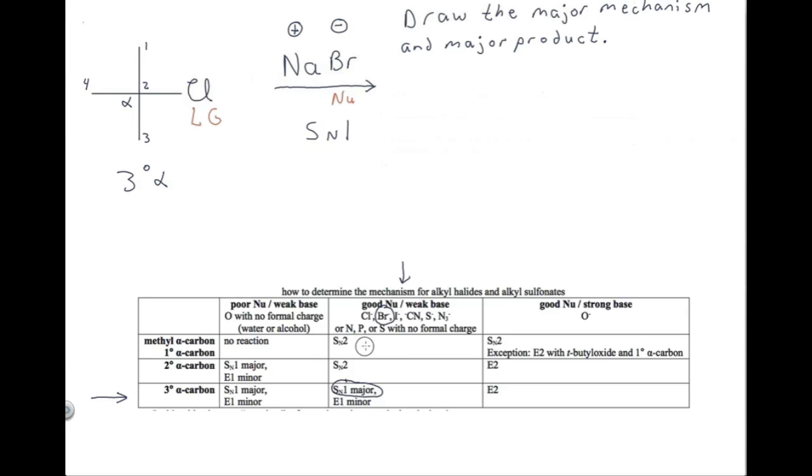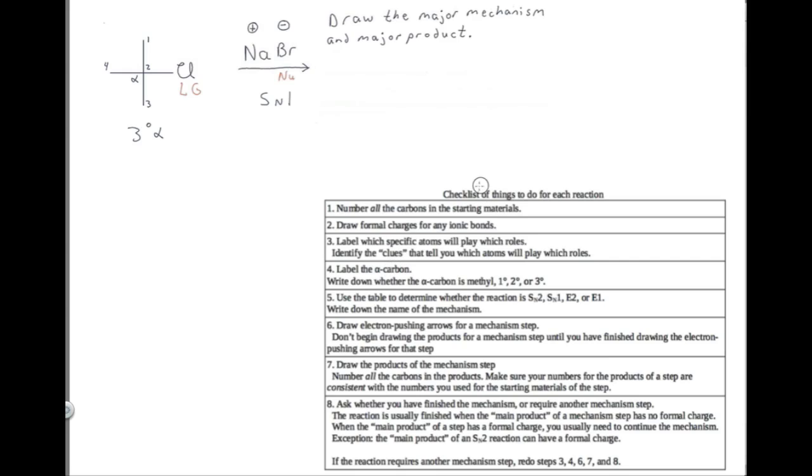How do you figure out what type of mechanism you're going to be using for this type of problem? Well, the best approach for most classes is to use this table. Notice that we followed our checklist. We used the table to determine that the reaction was SN1, and then we wrote down the name of the mechanism. Make sure you write down the name of the mechanism.